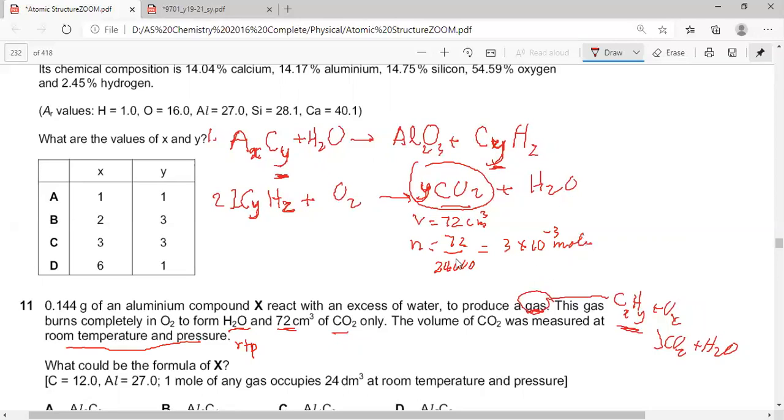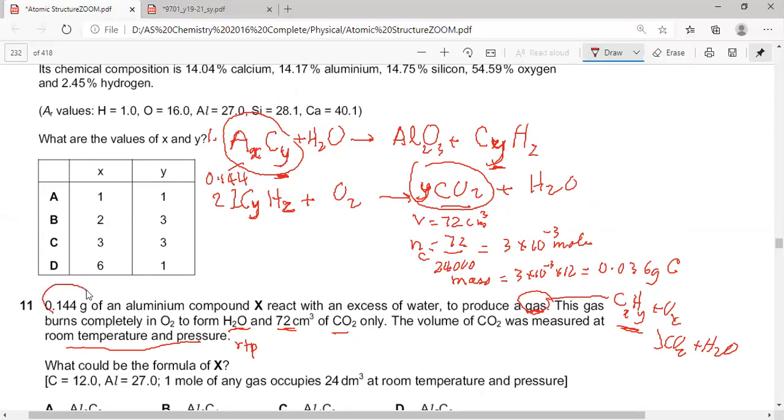Okay, of carbon. So I can change to the mass. The mass of carbon is equal to how much? 3 times 10 to the power of minus 3 times 12, which is 0.036 grams of carbon. That means inside here, the original mass is how much? The original mass is 0.144, yeah?